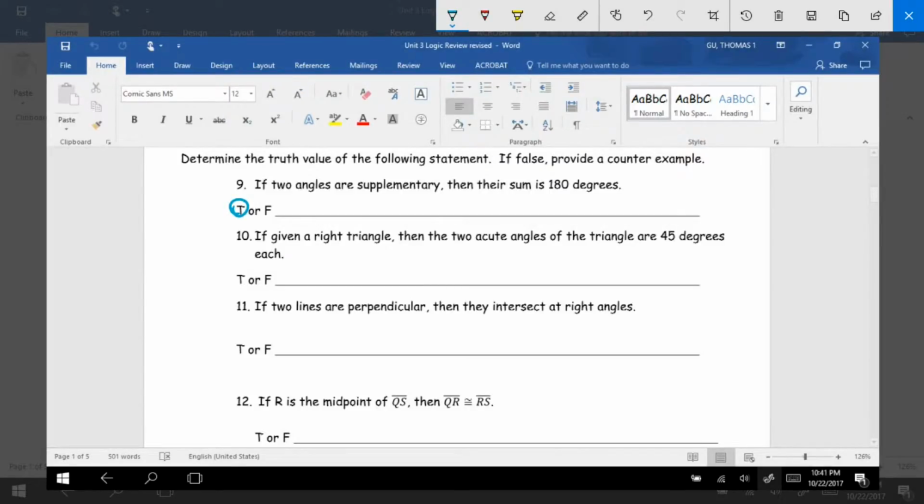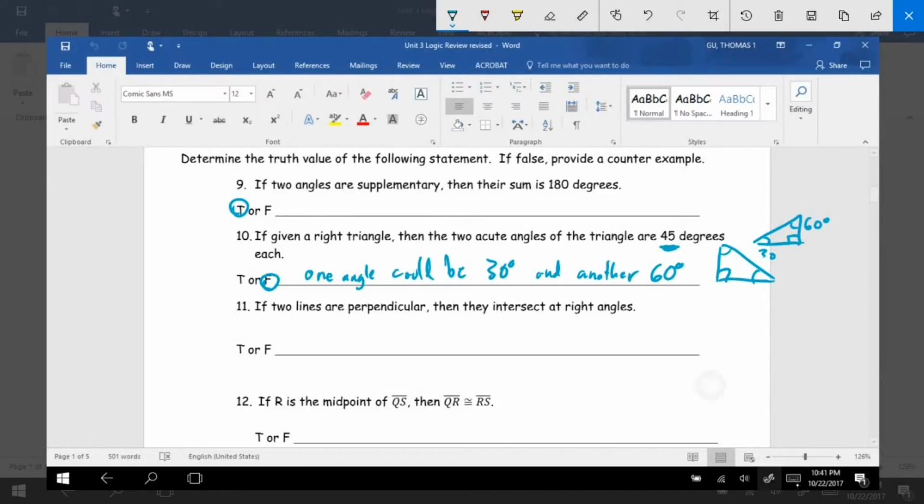Next, number 10. If you're given a right angle, then the two acute angles of the triangle are 45 degrees each. They're saying that if you have a right triangle, look at this, here's a right triangle, that both of these angles right here have to be 45, but that's not true because I know I can have a 30, 60, 90. Here's my 90, here's 30, and then here's 60. That's not both 45 degrees, so this one is false. In my example, one angle could be 30 and another 60 degrees. This is very sloppy handwriting, I know, I'm sorry.